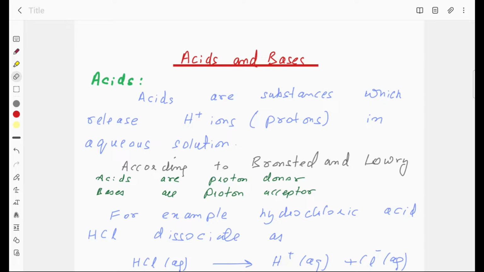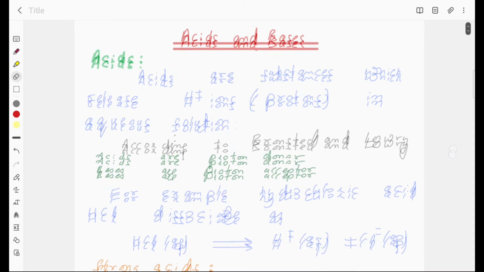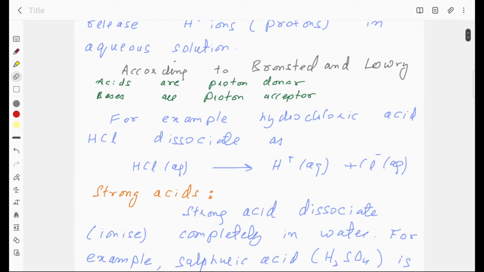According to Bronsted and Lowry, acids are proton donors, they give off protons, and bases are just the opposite, they are proton acceptors. You can take the example of hydrochloric acid. When hydrochloric acid is dissolved in water, it dissociates or ionizes into H positive aqueous and Cl negative aqueous ions. So you will find H positive ion in HCl.